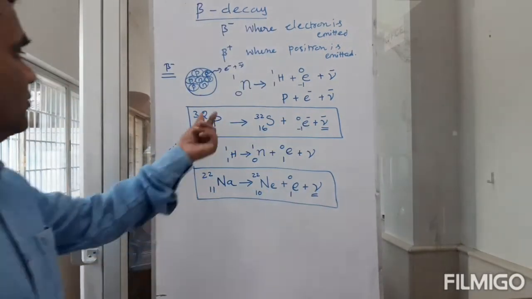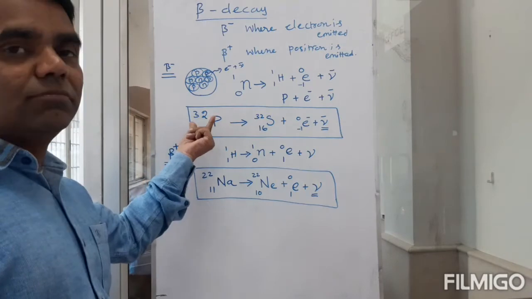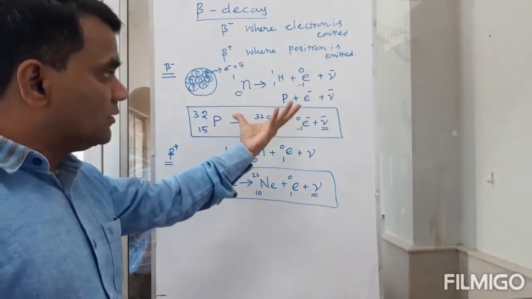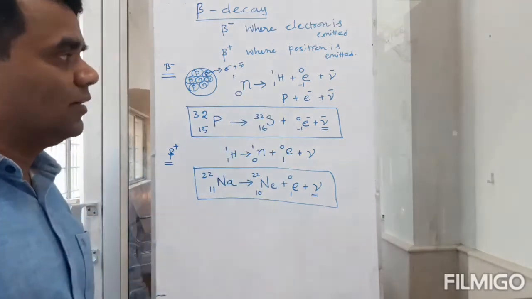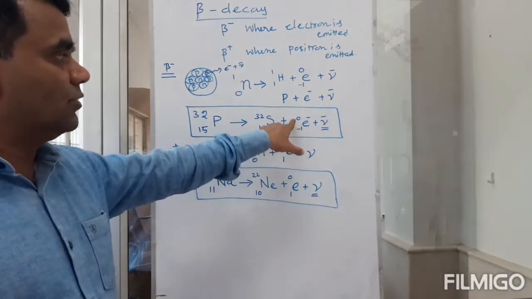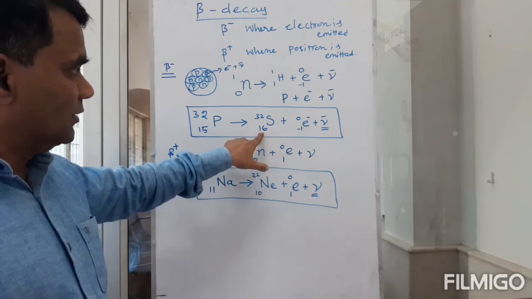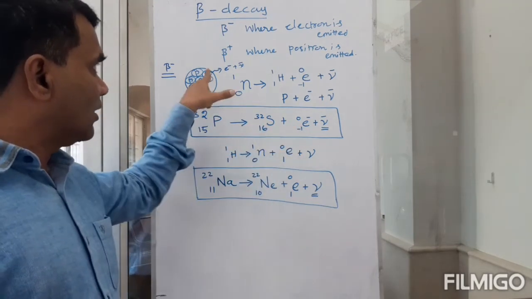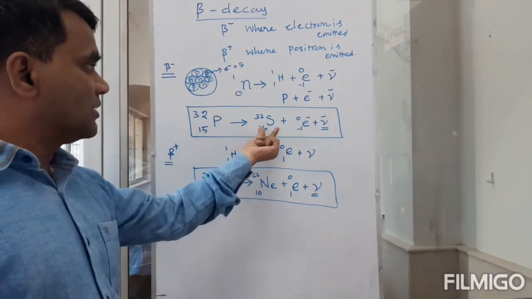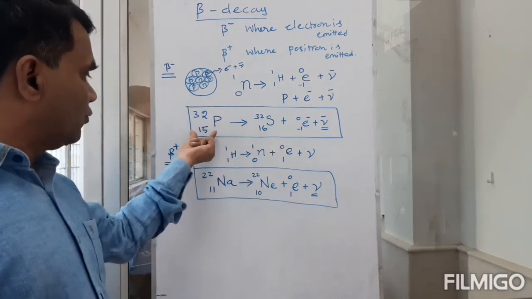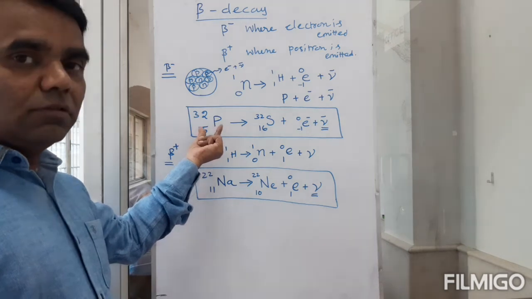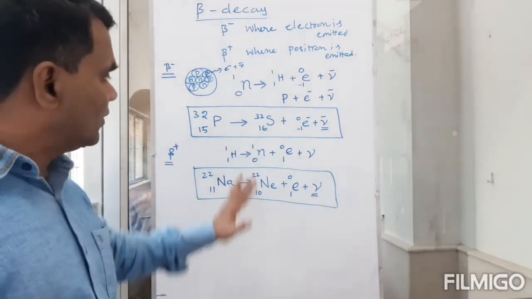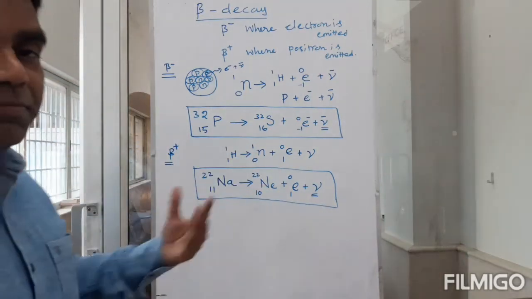But in both cases, we just need to balance these numbers. Like you balance a chemical equation, you balance a nuclear equation too. So electron, negative charge, no mass. Sulfur, it must be 16 and 32, because you are losing an electron, so one neutron has become a proton, so you have 16. So what was before is satisfied with the after condition. That's what happens in beta decay.